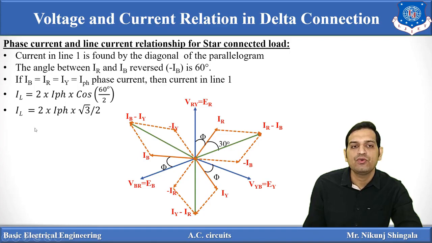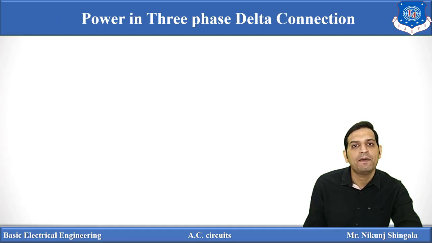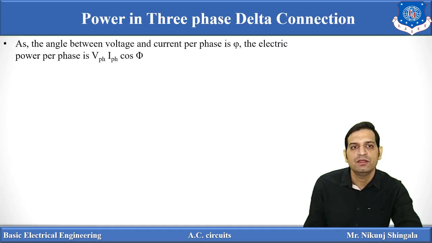So IL is equal to 2 I phase into root 3 by 2. So we can write IL is equal to root 3 I phase. So here line current is root 3 times the phase current, but line current lags the phase current by 30 degrees. So for a delta connected system, line voltage is equal to phase voltage, but line current is equal to root 3 times phase current. Now moving towards the power calculation for the delta connection system.